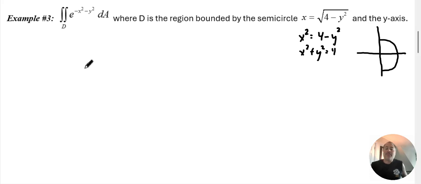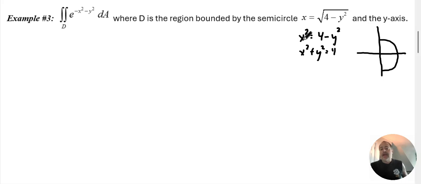Hey guys, welcome back. We're going to continue on doing double integrals with polar coordinates. So our problem today is going to take the integration over the region D of e to the negative x squared minus y squared dA, where D is the region bounded by the semicircle x equals the square root of 4 minus y squared and the y-axis.